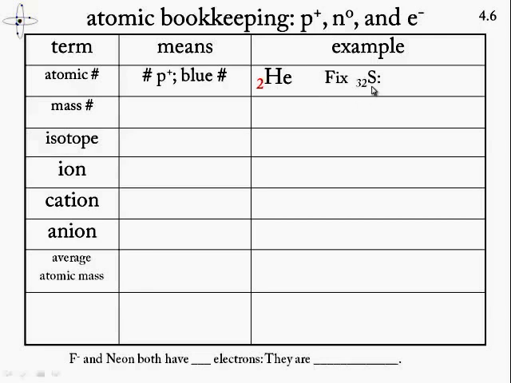This cannot be. Sulfur never has 32 protons. It only has 16. If you have a periodic table out during this screencast, you'll find it handy.